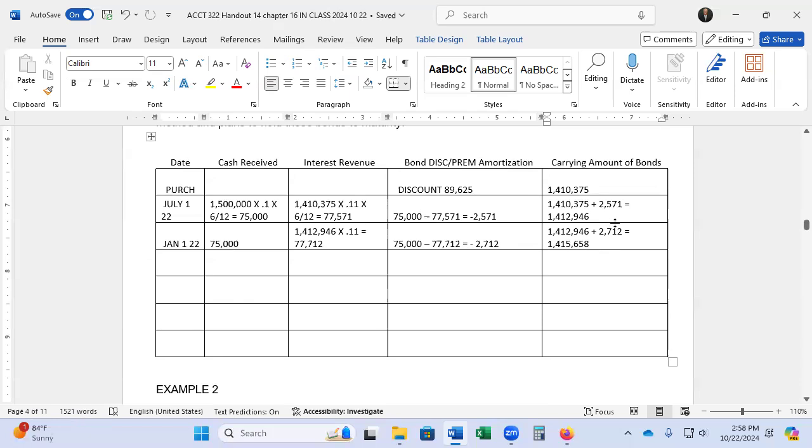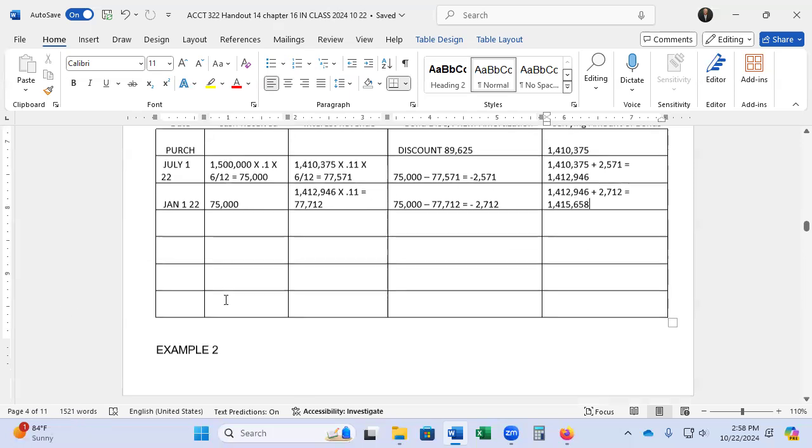but the expectation is that this will get to $1.5 million. And you'll notice here that we're just making the adjustment within the account. We don't have a separate premium or discount.